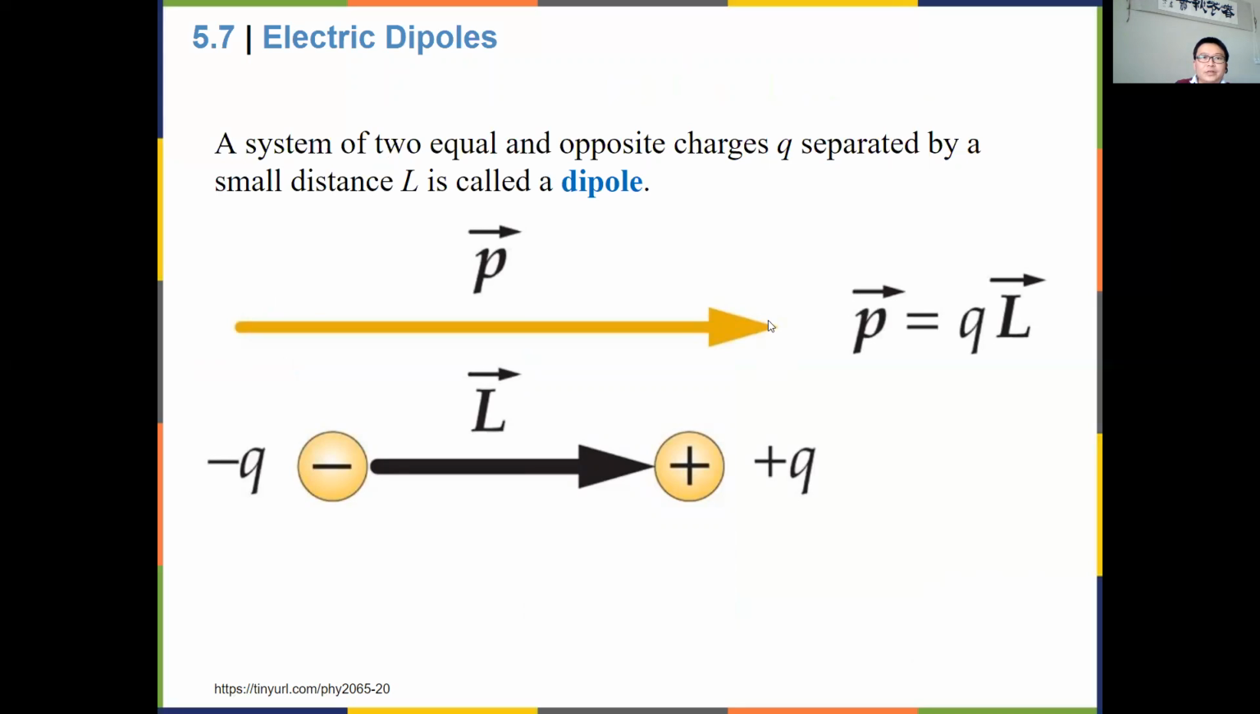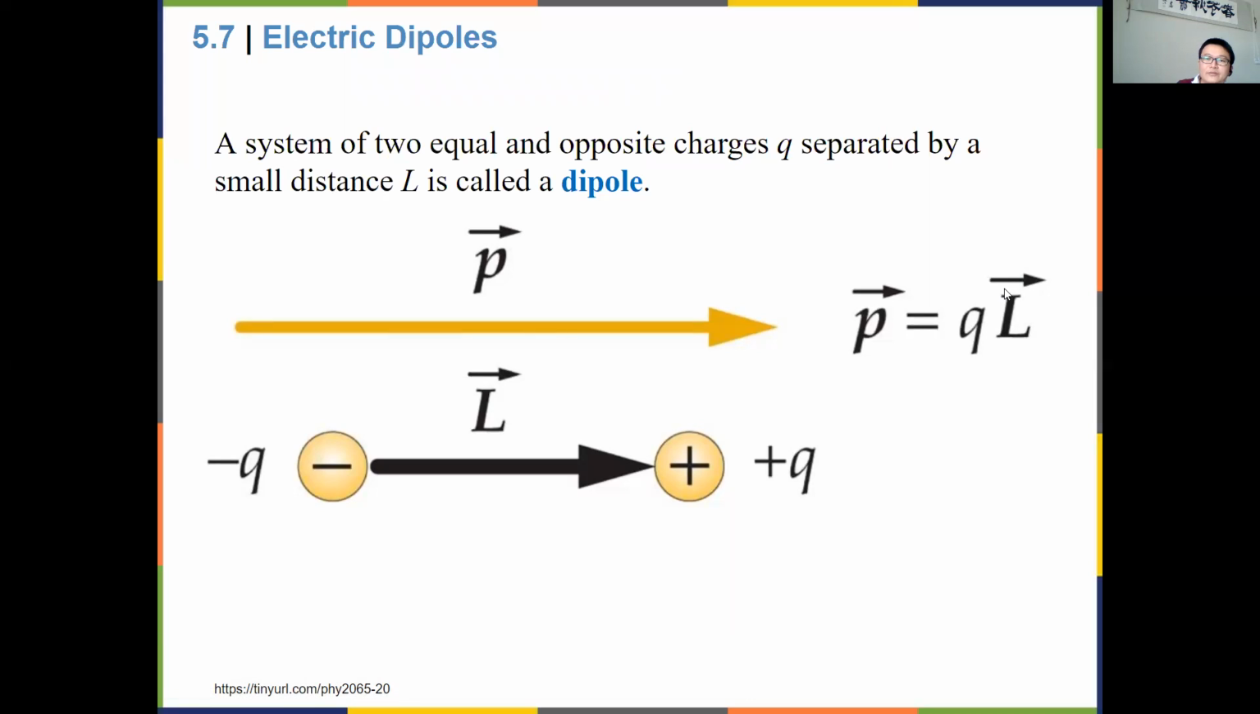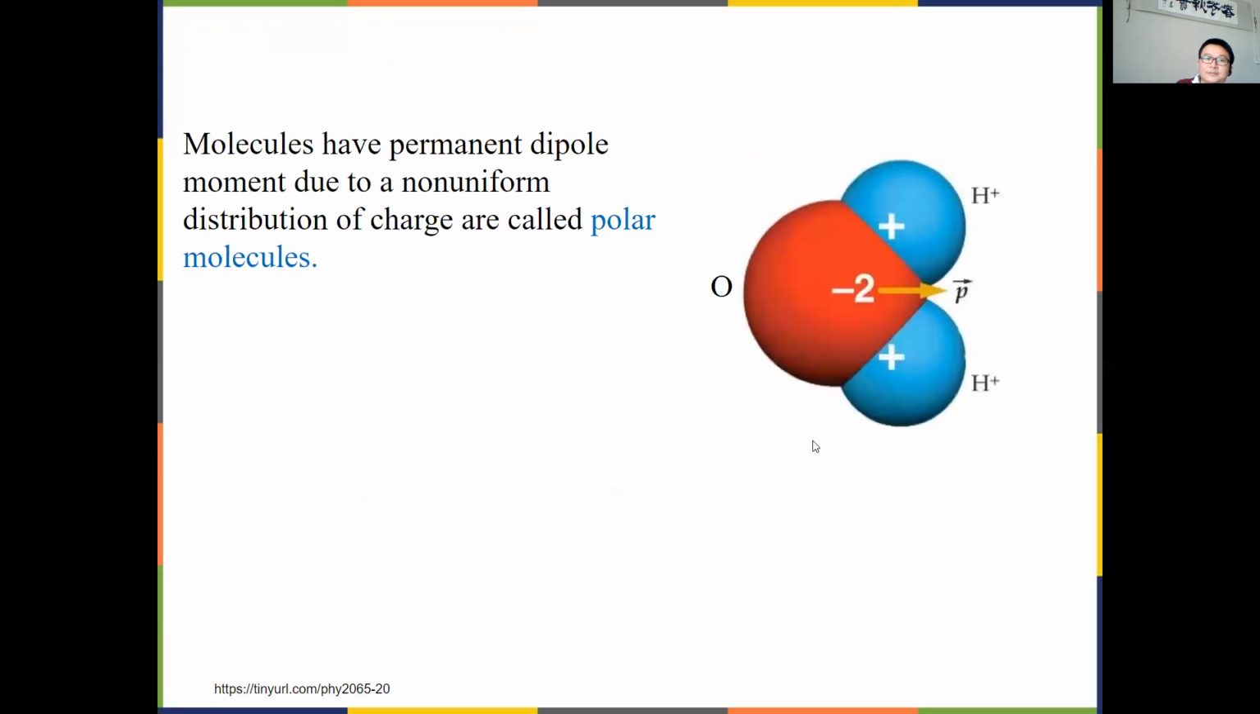So last time we talked about electric dipoles. Basically, if you have a system of two equal and opposite charges separated by a small distance L, then this system is called a dipole. The dipole is equal to Q times L, the vector. So the dipole is a vector, sometimes called the dipole moment. L is pointing from the negative Q to the positive Q.